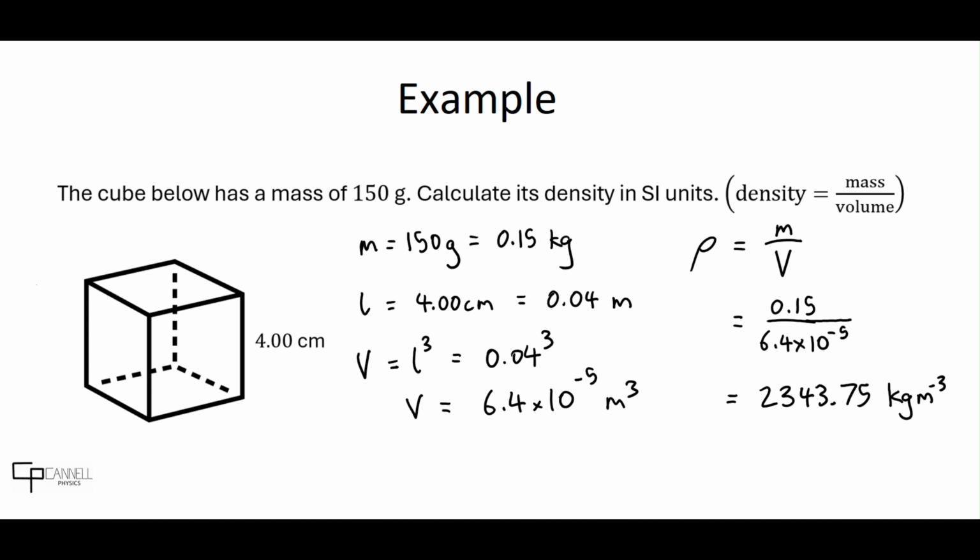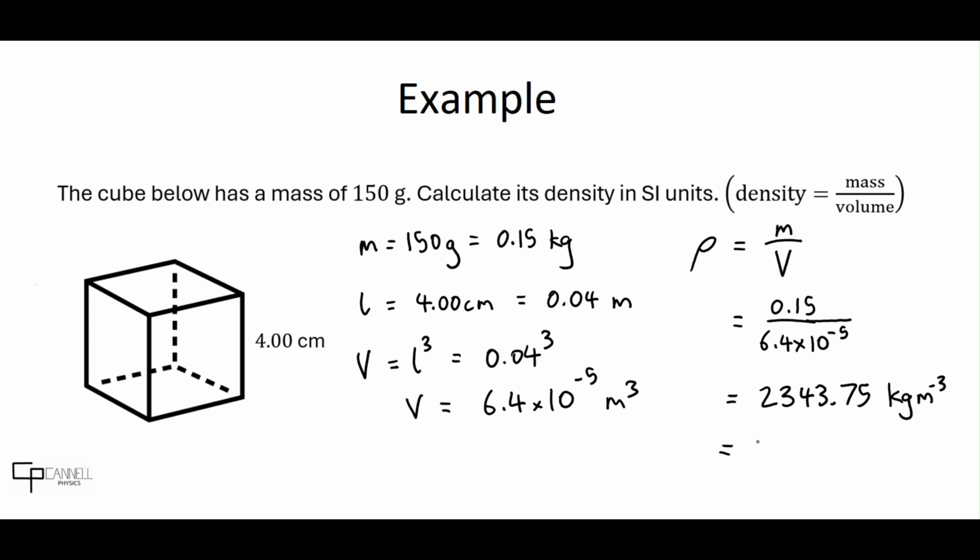Before we write our final answer, we must consider how many digits to write. So remember, we divided mass by volume. So since it's divide, we must go by the lowest number of significant figures from our original data. 150 has 2 significant figures, 4.00 centimeters has 3, so our final answer must be the lowest number out of those 2, which is 2 significant figures.